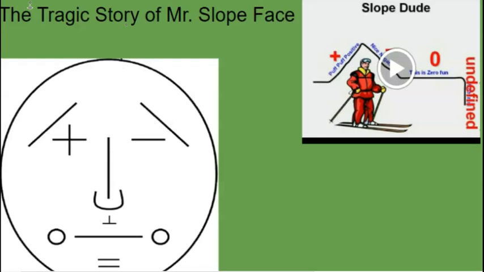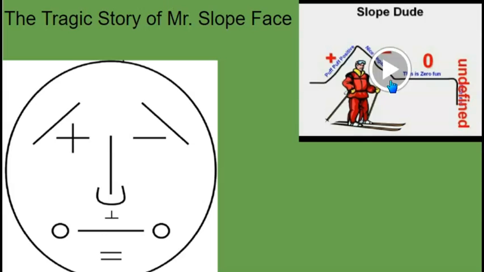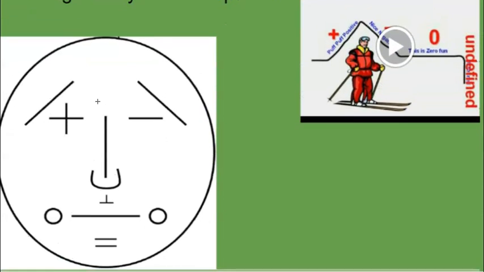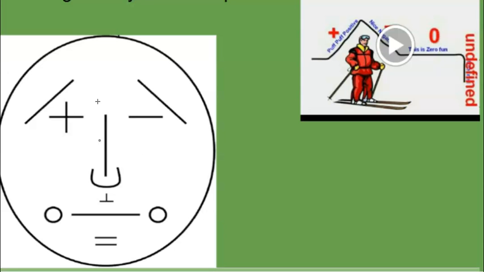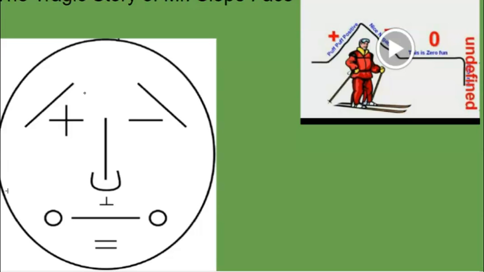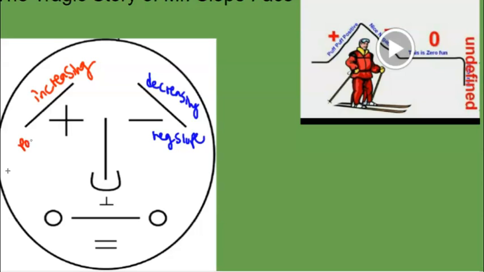Let's look at the tragic story of Mr. Slopeface. Each of the symbols on Mr. Slopeface's face represents parts of the slope. So we have this eye right here for increasing, and the other eye is for decreasing, negative slope. Again, increasing is positive slope.